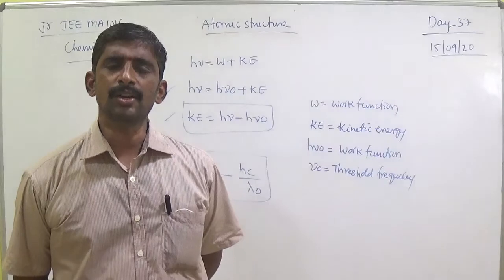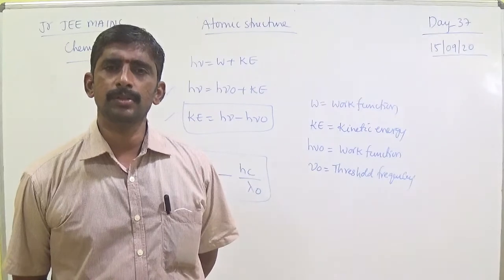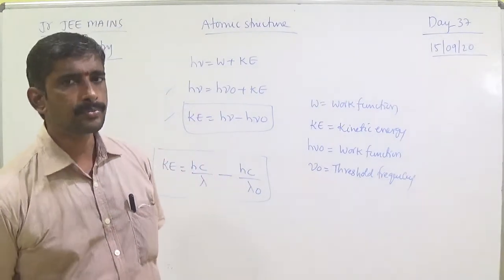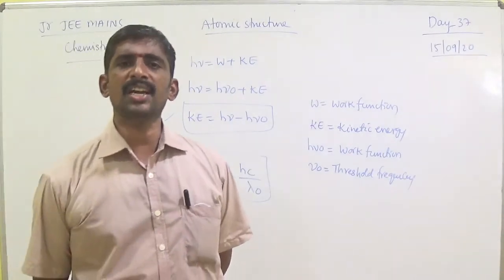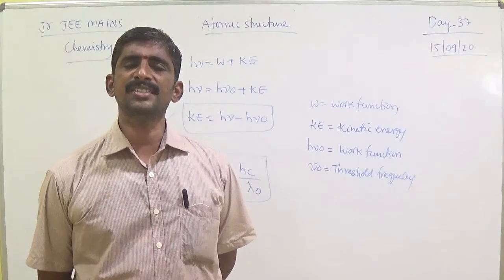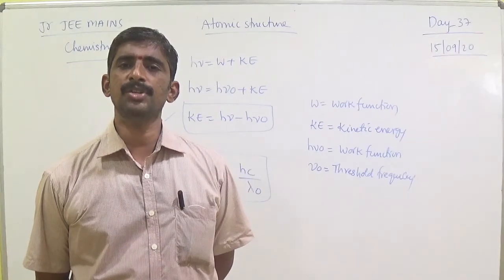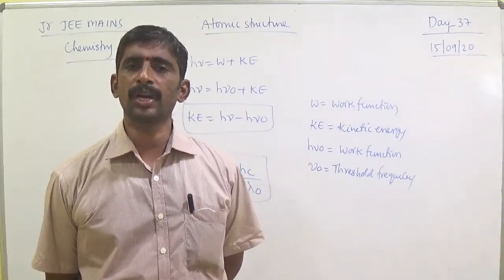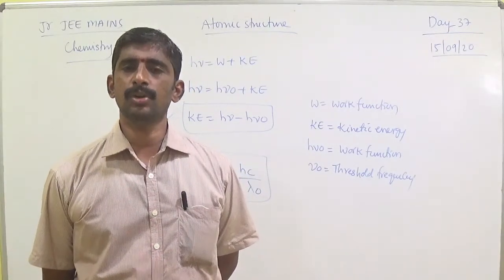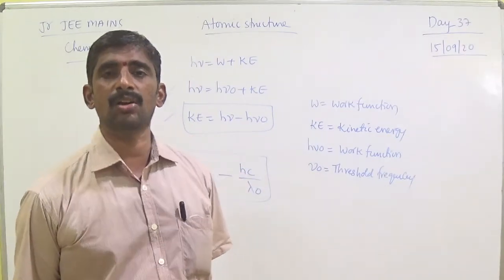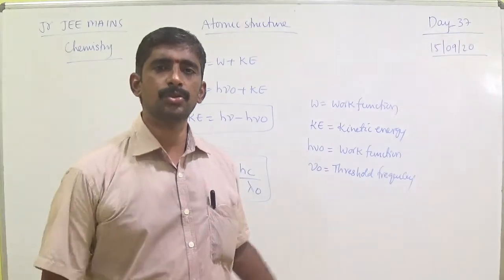In the photoelectric effect, the minimum energy required to eject the electrons is known as threshold energy or work function. Work function, another name is threshold energy. So write down that point.